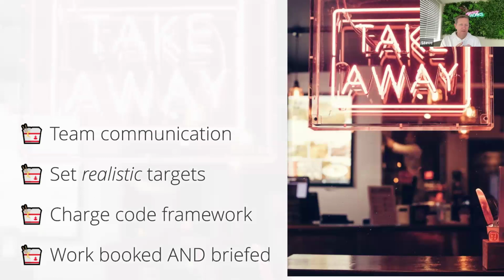And once you set that target, the next one is the charge code framework we touched on before. It's having the agreement and the categories in place, not having the ability to dump time in black holes in miscellaneous categories. Then we can report much easier if we've got those agreed.